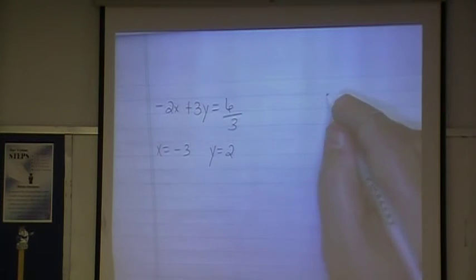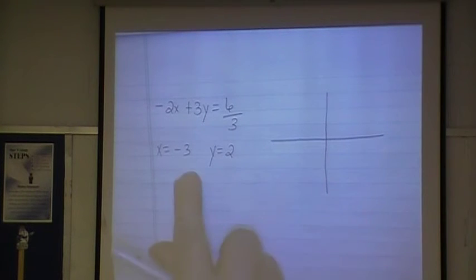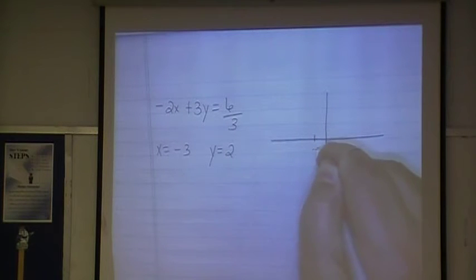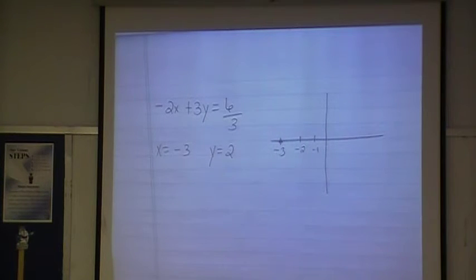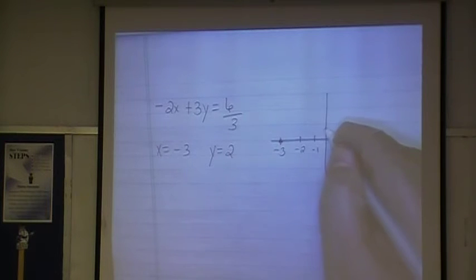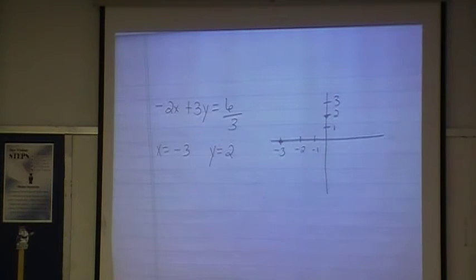And you say, okay, what does this mean? Well, it means if I have a graph, I know that my line is going to touch the x-axis at -3. I also know that this same line is going to touch my y-intercept, which is going to be at 2.